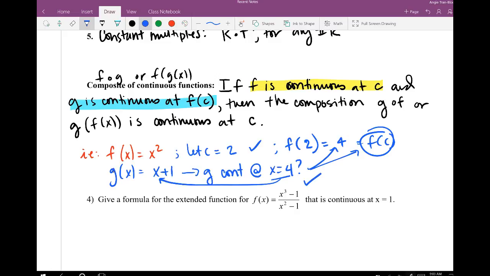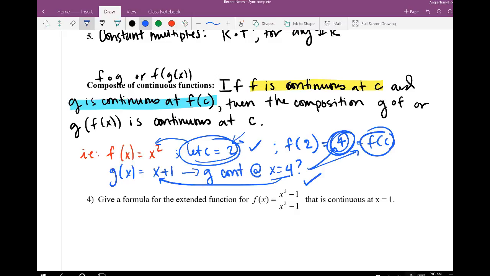Check. So if f is continuous at c, which we let be any random number here, okay, and g is continuous at the output, then the composition is going to be continuous at c as well.